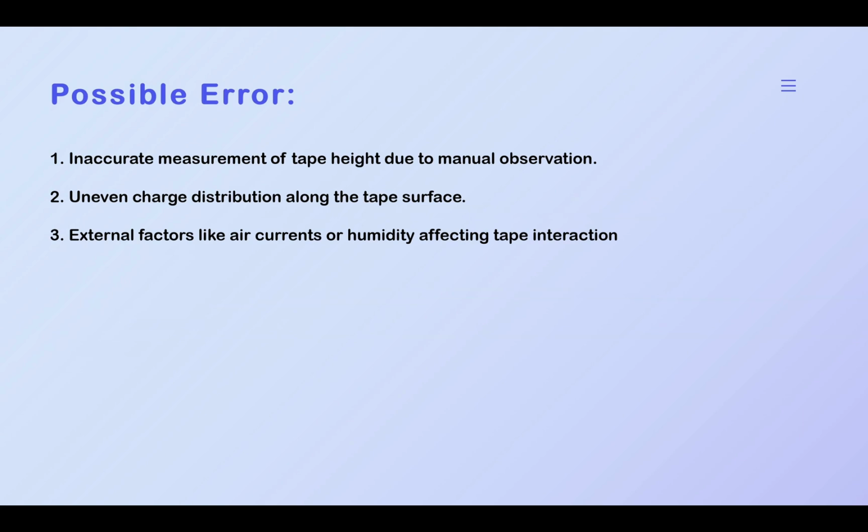Some possible errors are as follows. First, inaccurate measurement of tape height due to many observations, uneven charge distribution along the tape surface, and external factors like air currents or humidity affecting the tape interaction.